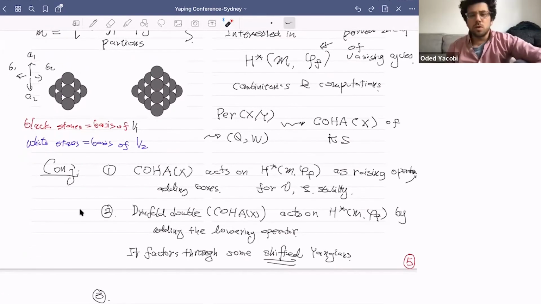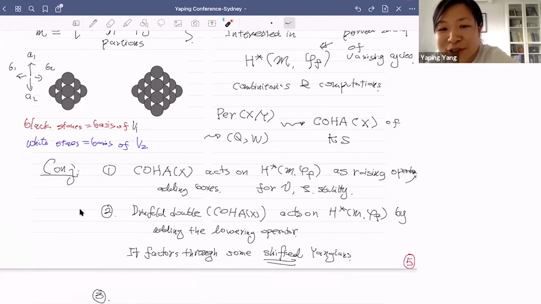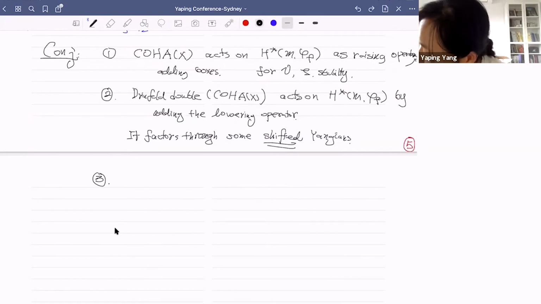So when you say shifted Yangian, what's the Lie algebra? I'll describe the Lie algebra in general. I will describe the root system for you later.